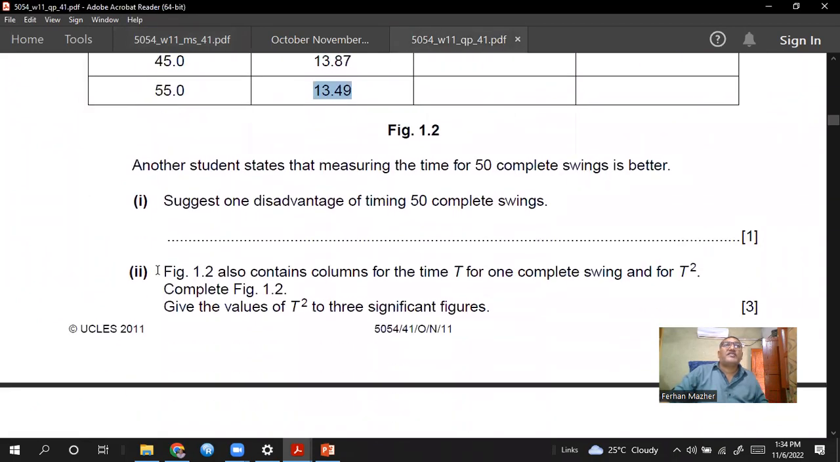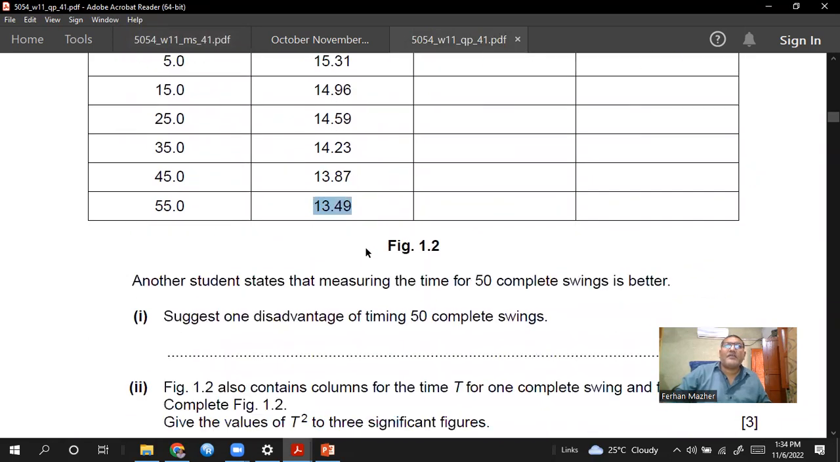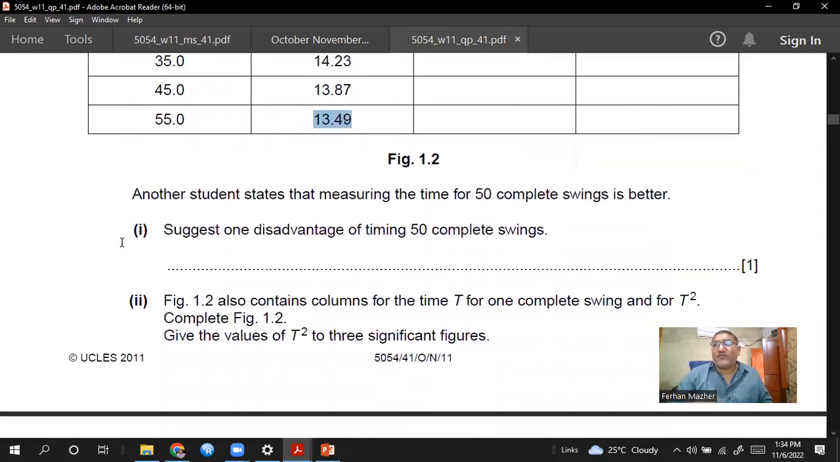The next part says, another student states that measuring the time for 50 complete swings is better. Suggest one disadvantage of timing 50 complete swings. You see, 5 swings takes 15.3, 14.96 time. So if you try to find the time for the 50 swings, it will be a long time, and then the experiment will take a very long time. So the experiment will take longer. So that's why we'll not go for timing the 50 swings.